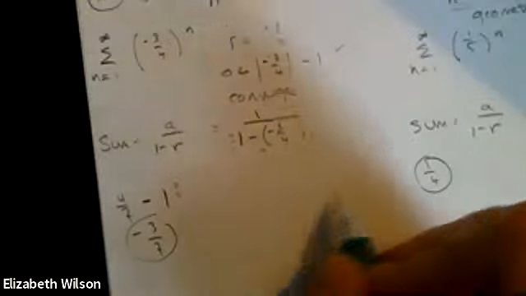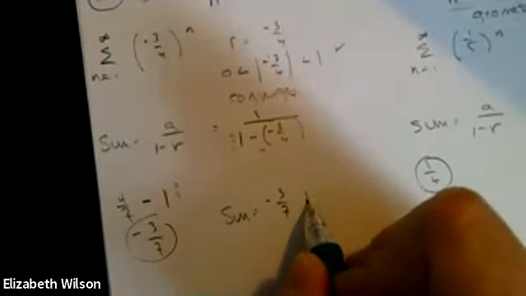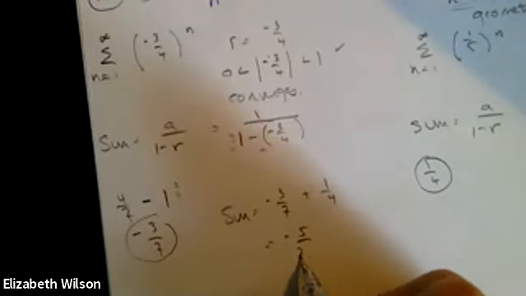So my big sum, I'm going to add these two together, equals minus 3/7 plus 1 over 4. Okay, so we go ahead and add these two together. When I add them together, find the common denominator, and put it all together, I'm going to get minus 5 over 28.